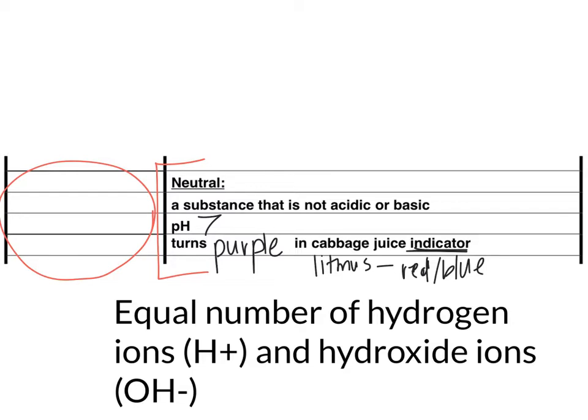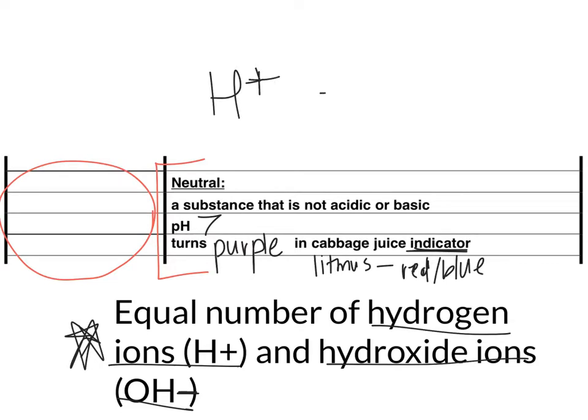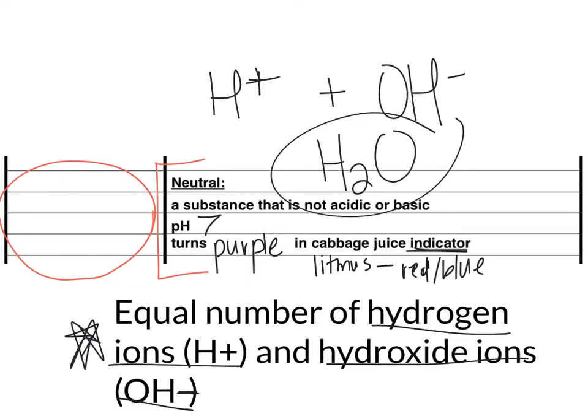So again, write this down here somewhere. It has an equal number of hydrogen ions and hydroxide ions. So hydroxide is just an O and an H, and when it's just that, it has a negative charge, and that's why it's called an ion. So if you look at that and you add an H plus an OH minus, okay, that's 2 H's and 1 oxygen. That is water. So this is talking about just straight water, basically the only neutral substance.